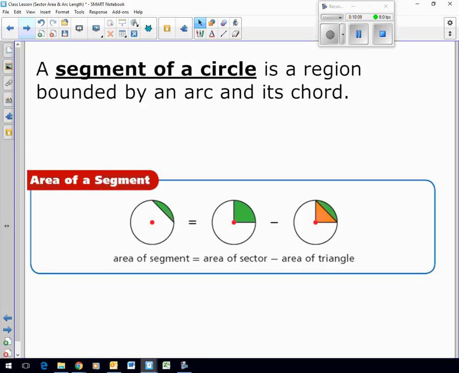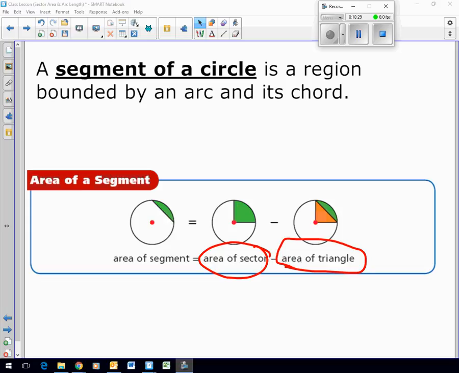You don't have to write that down. You do have to write this down. The area of a segment equals the area of a sector minus the area of a triangle. Won't lie, I think this is the trickiest part all day. So why do I say that this is a little difficult? Here's why I say that.